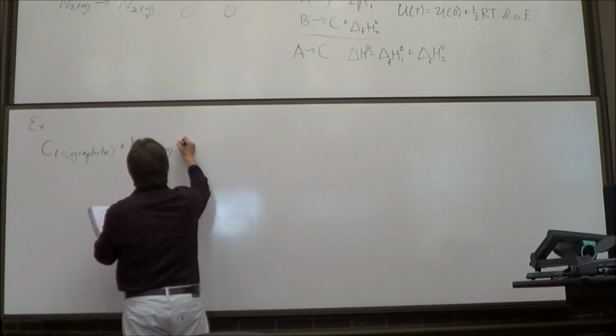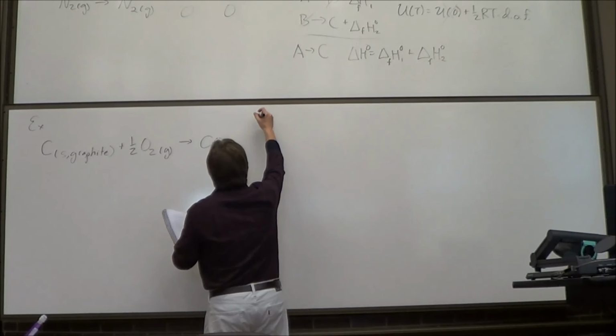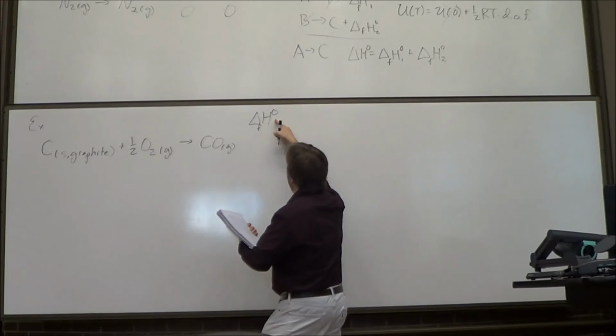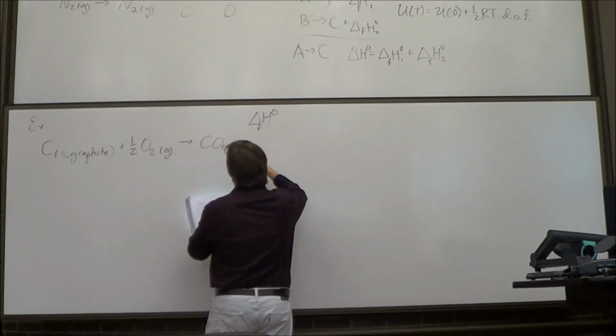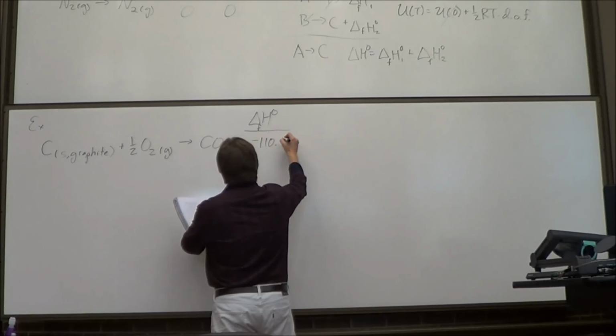Okay, and then I'm going to write delta H. And it is a formation because I'm going to give you a number at STP, and because these are elements in their standard state. If that was not true, I could not add that little F there, and that would be wrong. Okay, so there you go. These are in kilojoules.